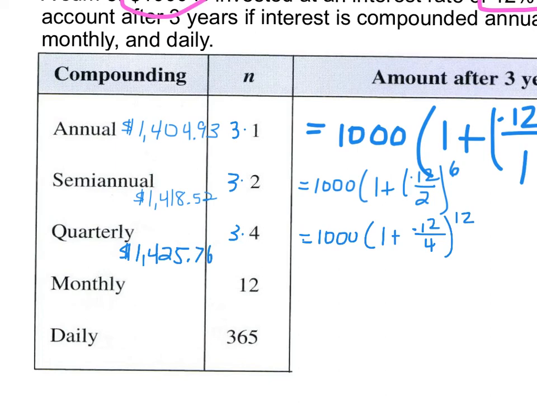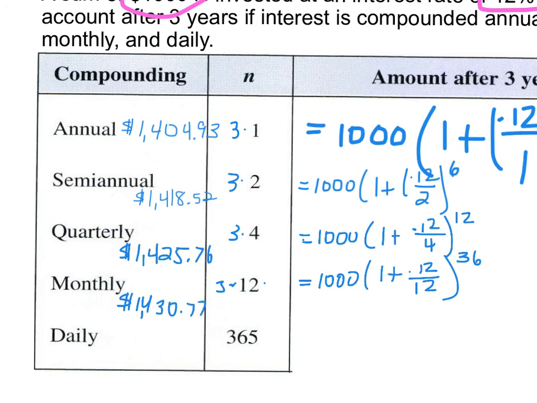This is not difficult. You just have to be really careful how you plug it in. So here, if I have 1,000 again, 1 plus 0.12. This time I'm dividing by what number? 12. Good. And then I'm going to raise this to the 3 times 12, which is 36. So 1,000 parentheses, 1 plus parentheses. Just redo it. Don't try and go back and fix it. What are we getting? $1,430.77. Good.